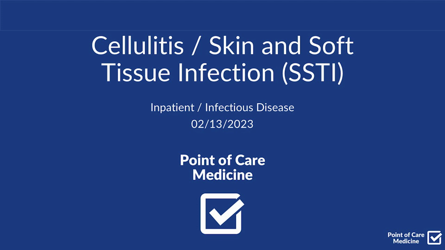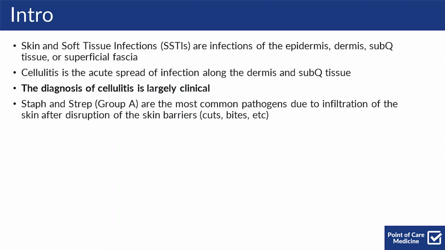Today's topic is cellulitis and skin and soft tissue infections, or SSTIs. As an introduction, skin and soft tissue infections are infections of the epidermis, dermis, subcutaneous tissue, or superficial fascia. Cellulitis is the acute spread of an infection along the dermis or subcutaneous tissue. The diagnosis of cellulitis is largely clinical.